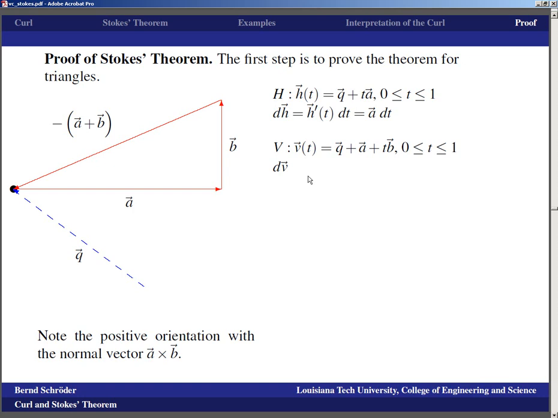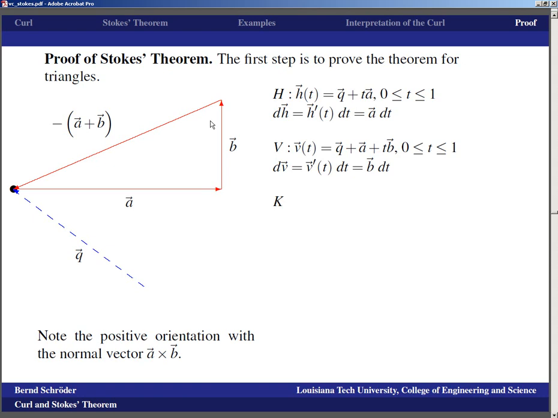The dv that we need for the line integral will be v prime dt, and that is just b times dt, and that's because if you take this v and differentiate it with respect to t, you just end up with the vector b, of course.